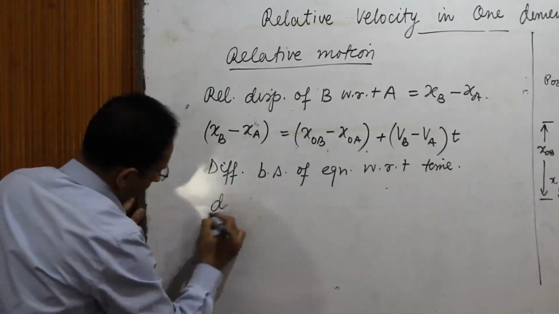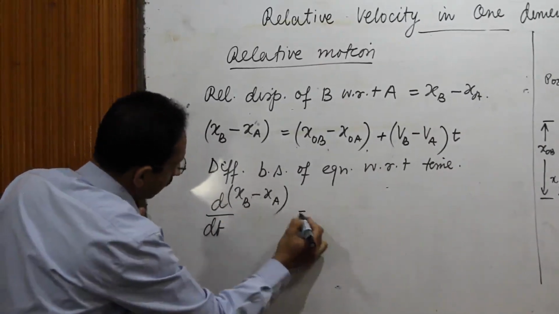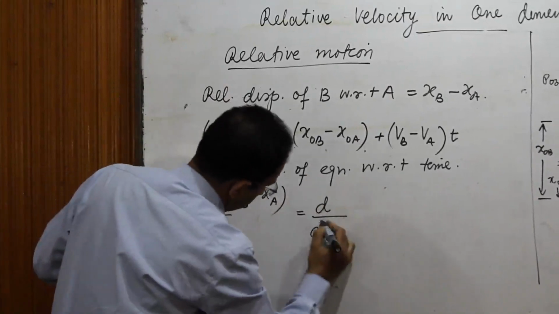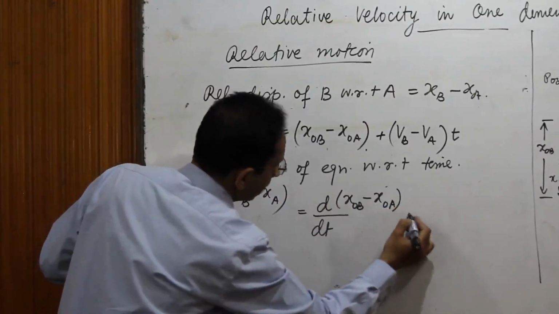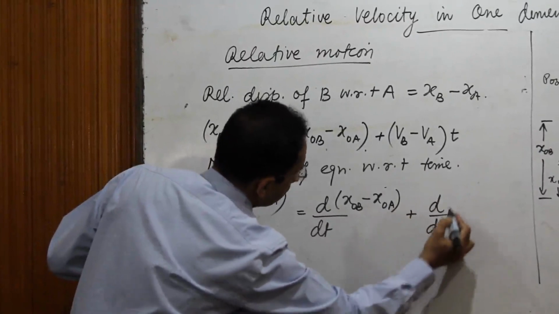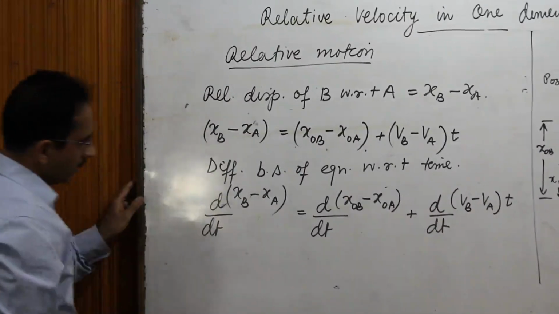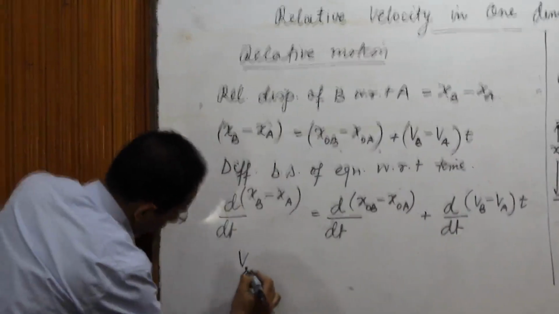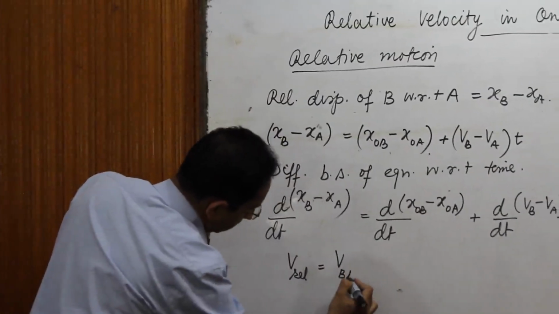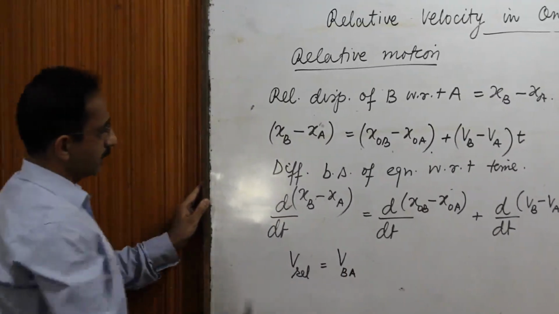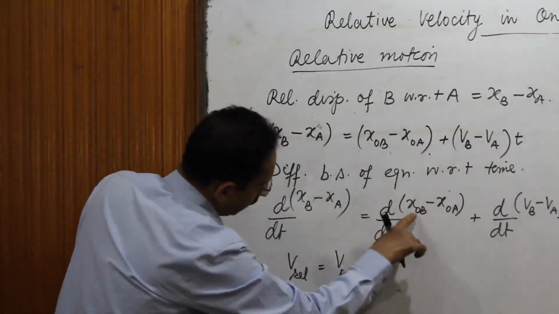So I get d over dt of xb minus xa equal to d over dt of x0b minus x0a plus d over dt of vb minus va into t. Now this is what we call relative velocity. This is relative velocity, or I will particularly call it VBA, relative velocity of B with respect to A, because we started with relative displacement of B with respect to A.